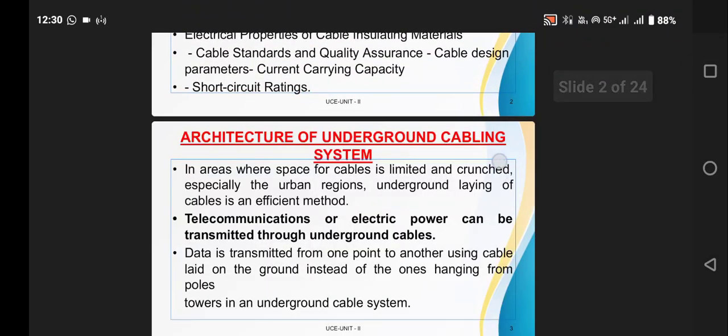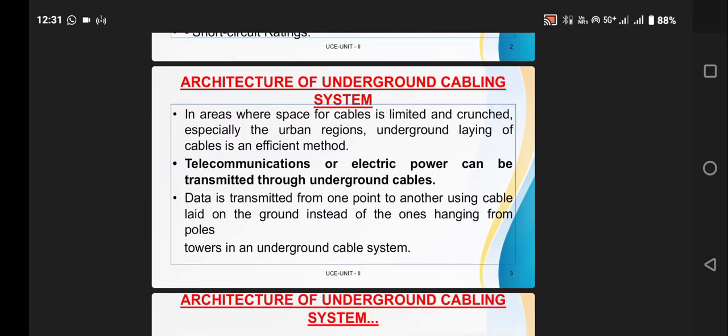The first topic is architecture of underground cabling systems. In areas where space for cables is limited and crunched, especially in urban regions, underground laying of cables is an efficient method. Telecommunications or electric power can be transmitted through underground cables. Data is transmitted from one point to another using cable laid on the ground instead of the ones hanging from pole towers in an underground cabling system.